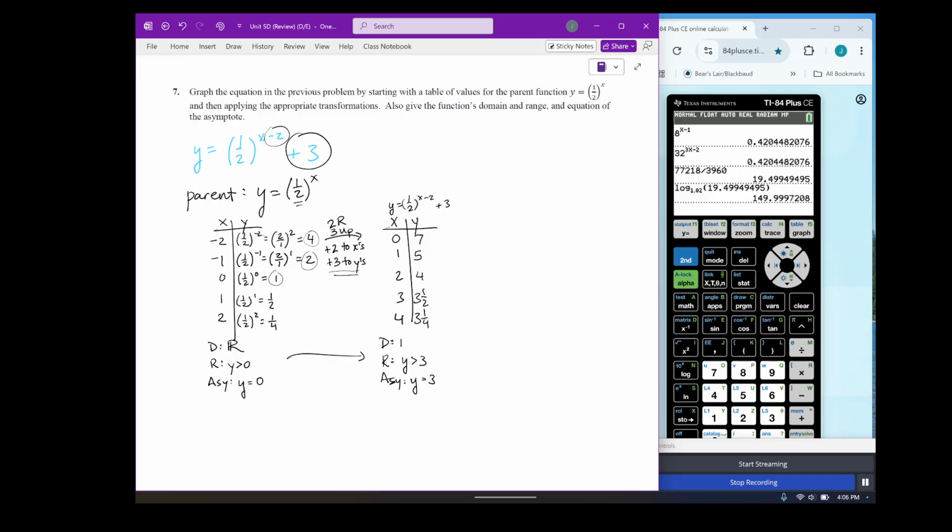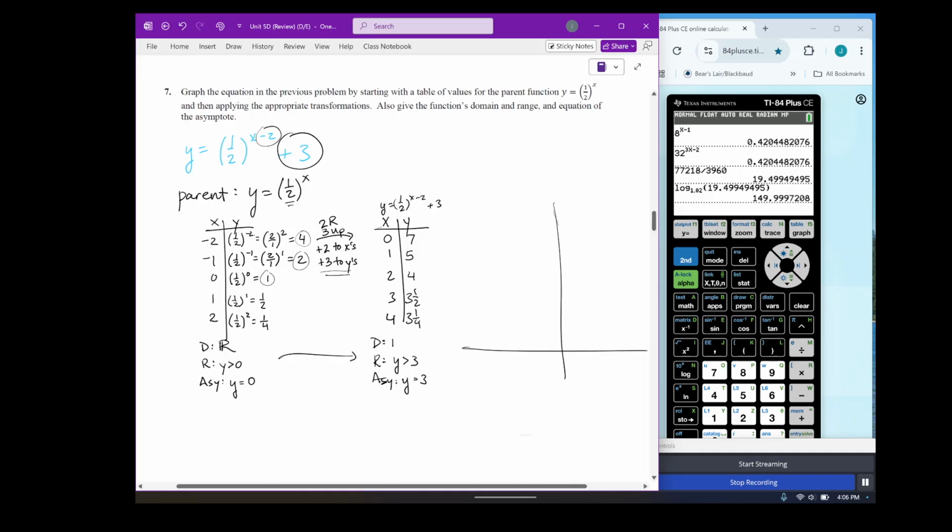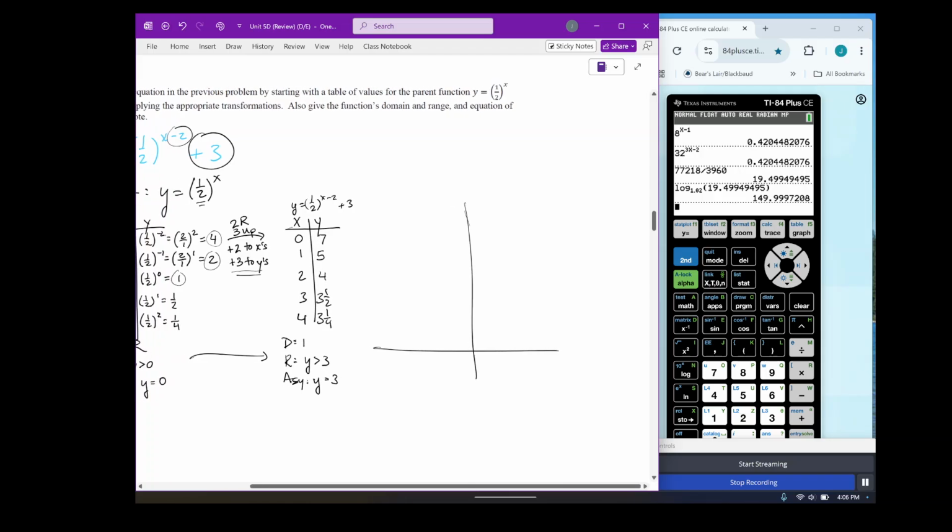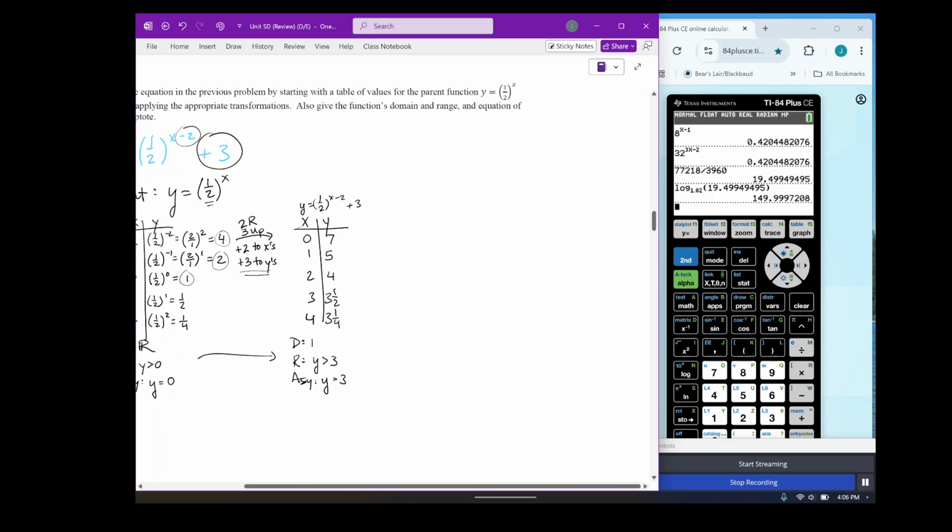Okay, so let's see now. We got to graph it. So here's a sketch. We only need positives, actually. So let me do this. Here we go. 0, 7. So 1, 2, 3, 4, 5, 6, 7. Right there. And then 1, 5. And 2, 4. 3, 3.5. Let me draw the asymptote before I start getting too close to this.